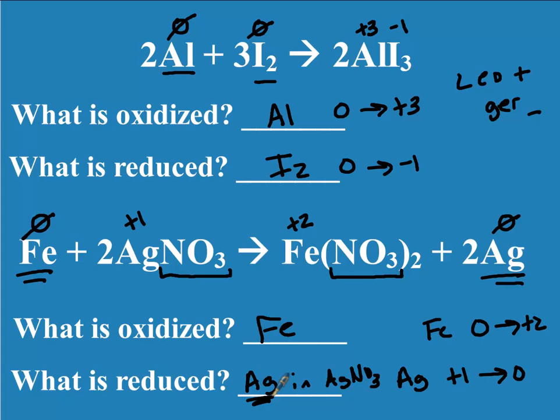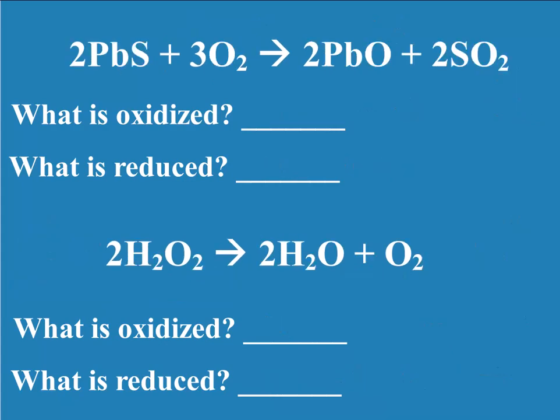But the thing oxidized and reduced must be on the reactant side. You look at the product side to see how it changed, but only the reactants are the ones gaining and losing electrons. All right, go ahead and try this top one on your own. Restart once you figured out your oxidation numbers and who's oxidized and reduced.